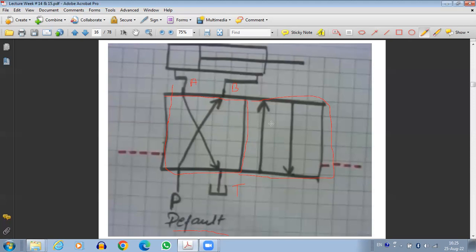Then the second position is this position where we actually want the actuation to be done. That means we want the cylinder to be expanded. Okay, so in that case, P will be connected to A. So it's just shown here by a straight line. Okay, and B will be connected to T. So it's being shown here by this straight line. Okay, the dotted lines here show that a pilot pressure is used to actually move the position of the spool. Okay, so this is how diagrammatically we can show the working of the DCV.